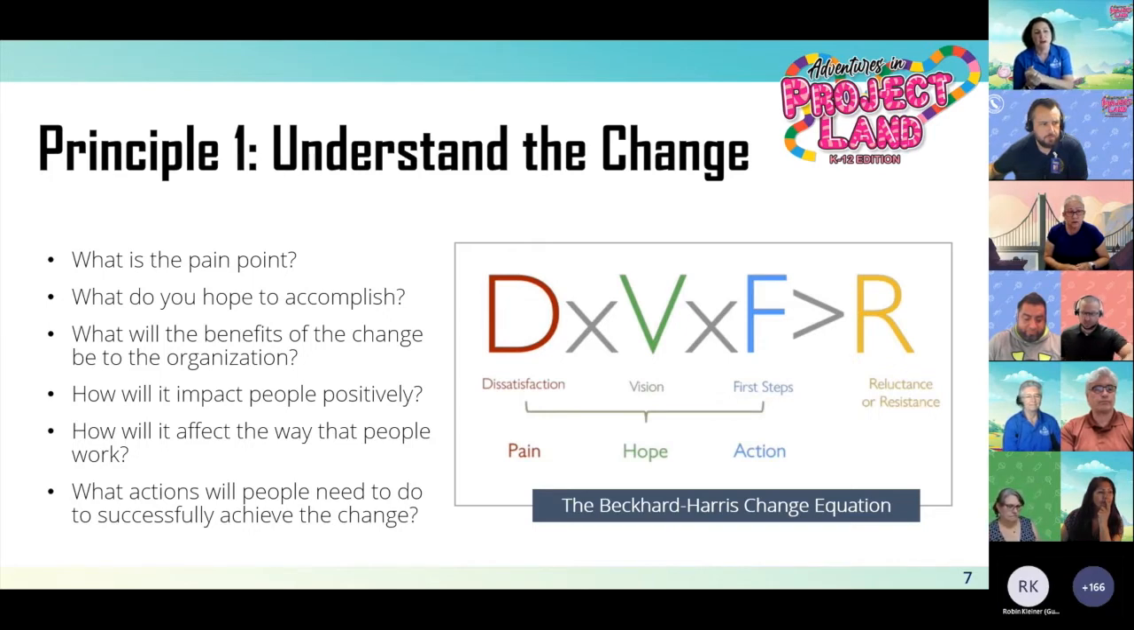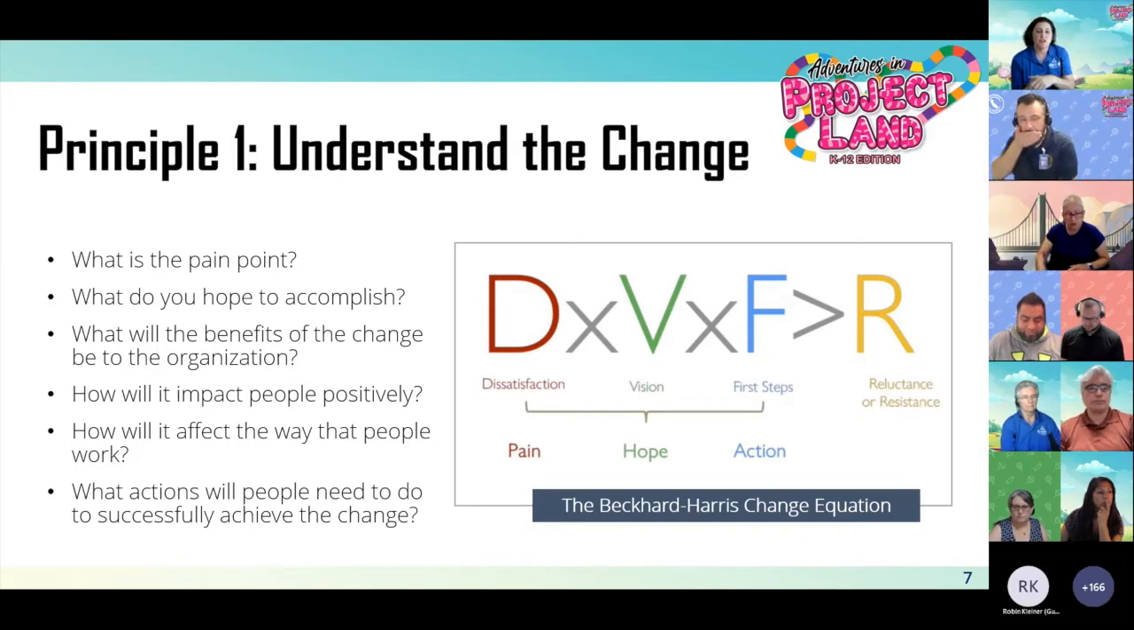And how will it affect the way that people work, right? You guys saw in the chat, lots of people are afraid of change. They like their paper. They like how it's always been done. So we have to think about how what we're trying to do is going to impact those stakeholders. And then what actions will people need to do in order to successfully change, right? Okay, so I'm using paper. What do I need to do to get off the paper? What am I physically going to have to do?